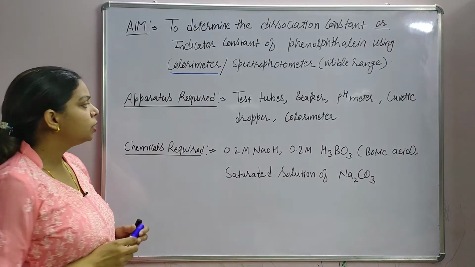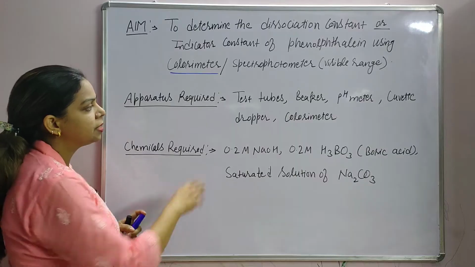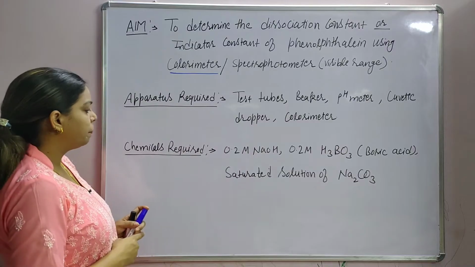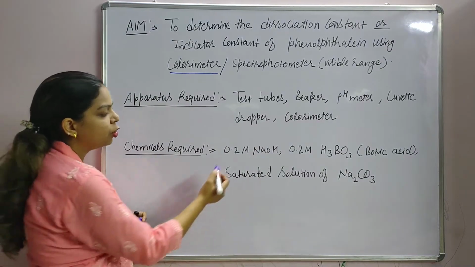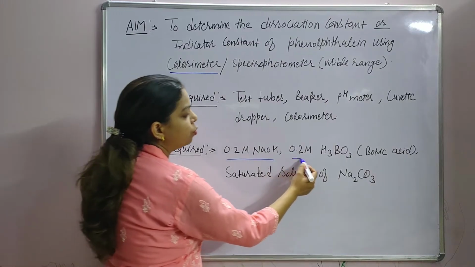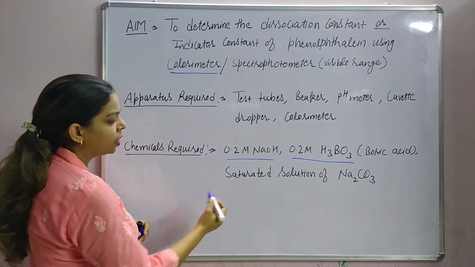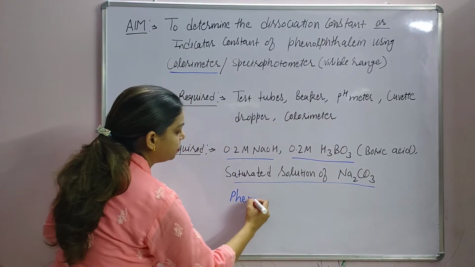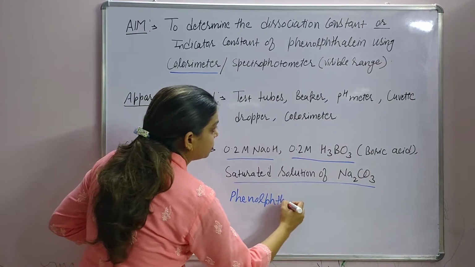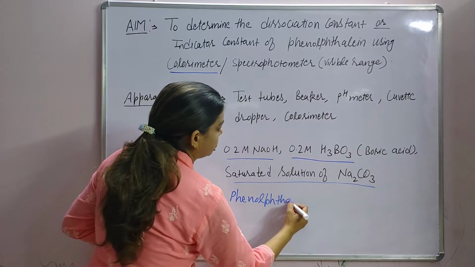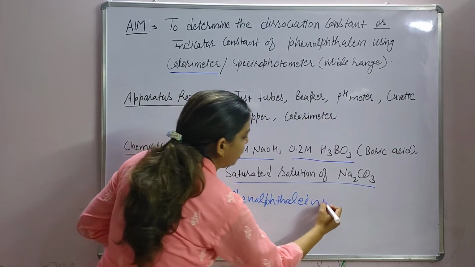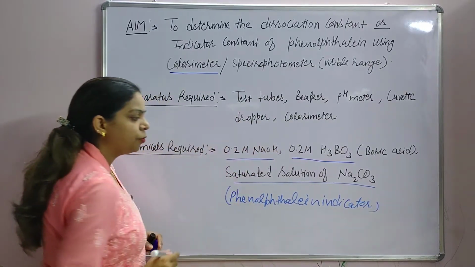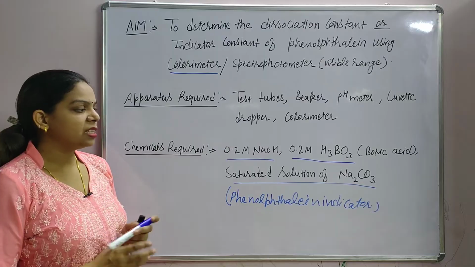All right, the apparatus required for this experiment is test tubes, beakers, pH meter, cuvette, dropper and colorimeter. Chemicals required are 0.2 molar NaOH, 0.2 molar boric acid, saturated solution of sodium carbonate, and also phenolphthalein indicator. Phenolphthalein should be freshly prepared for this experiment.